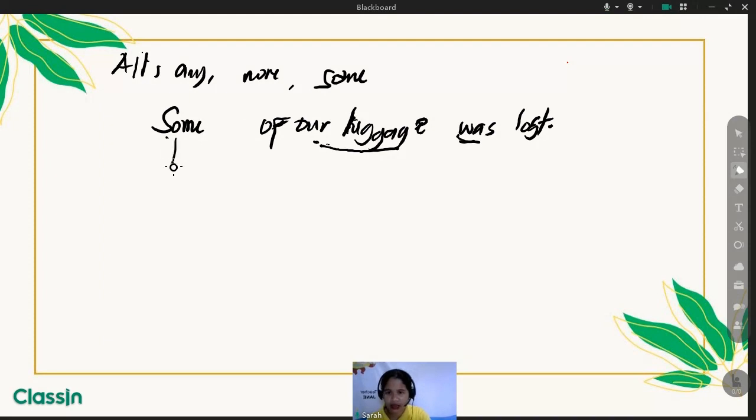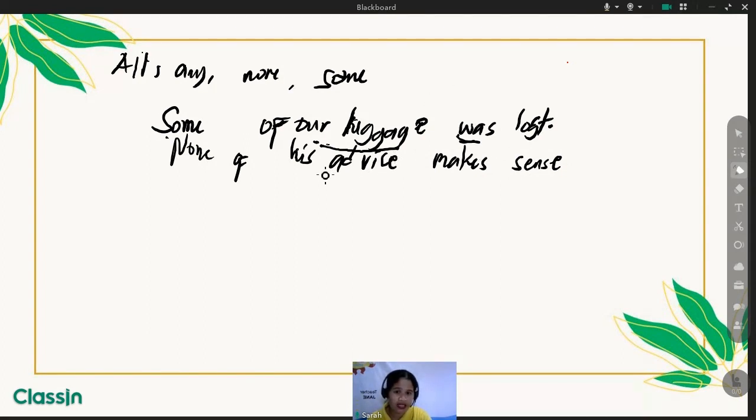Next, for example, none of his advice makes sense. Where is our subject? Here, it's none. So none of his advice. So this is singular, so we use the singular verb.